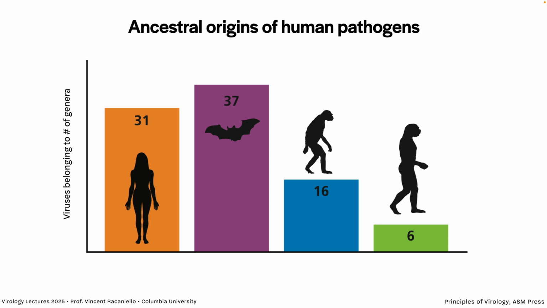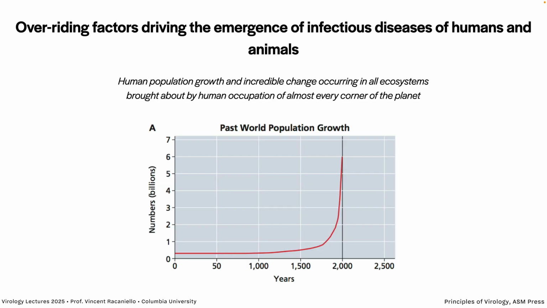37 genera of viruses are zoonotic pathogens. They spill over and don't cause sustained infections. The next one, members of 16 genera, Homo sapiens acquired from ancestors of Homo sapiens. And then viruses from 6 genera we acquired from other Homo species, like Homo denisovans or Homo neanderthalensis, because we coexisted for some time with these other Homo species and we got their viruses, all right? So that is what we know about the origins of human pathogens.